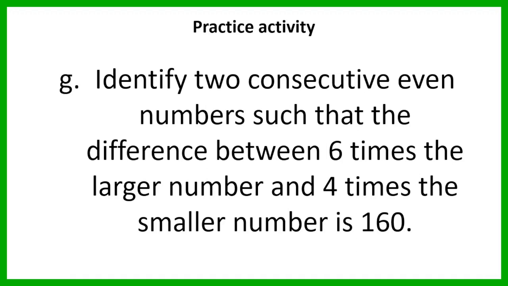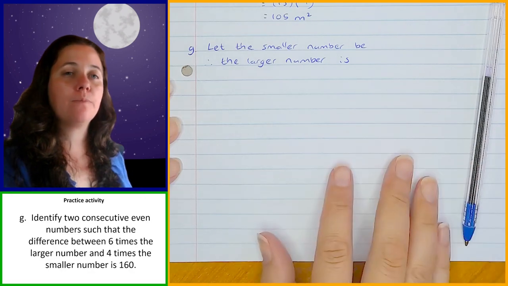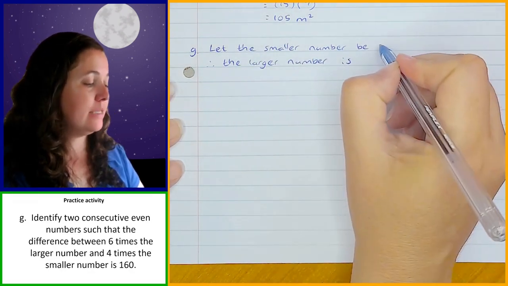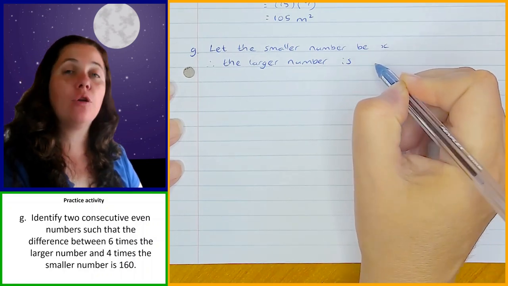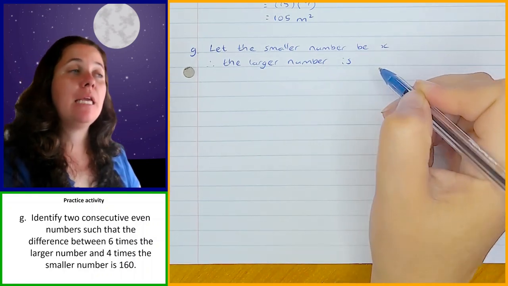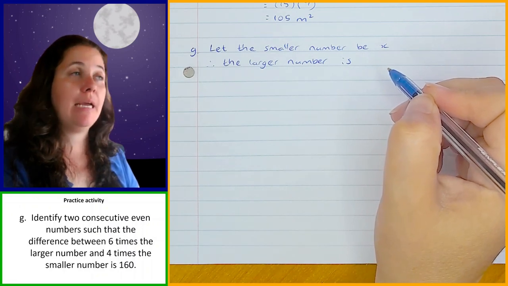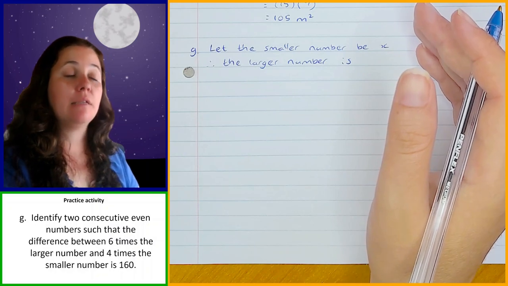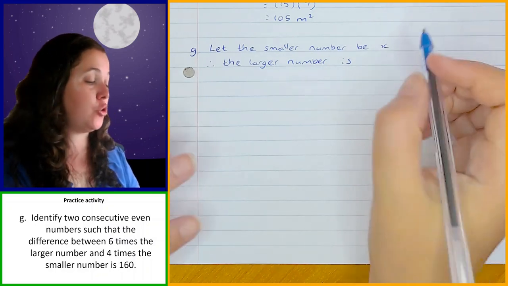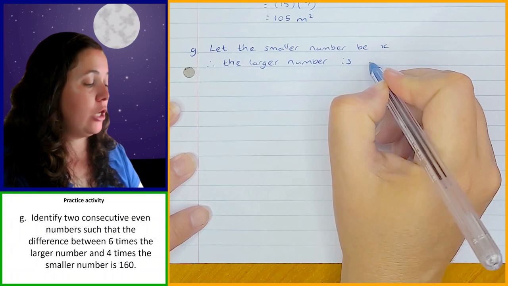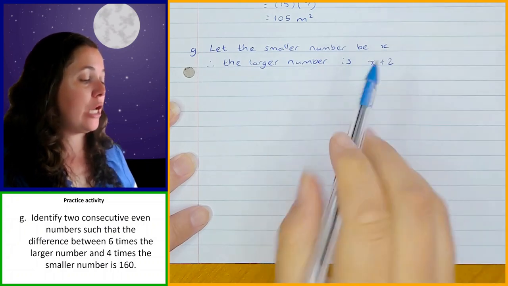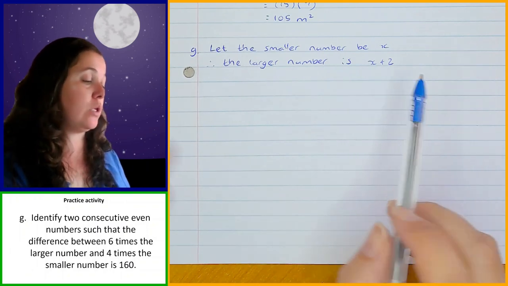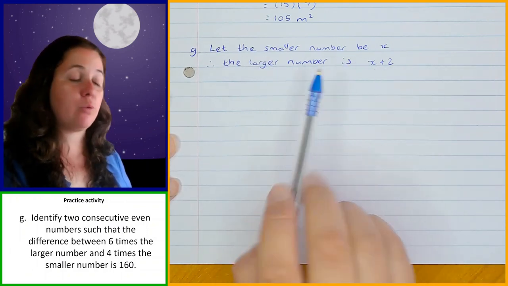Okay, so let's go through that. So first of all, you should have found if you made the smaller number be x, that the larger number, if you're looking at consecutive even numbers, are always two apart, okay? And consecutive means that they are following straight after each other. So if the first number is x, then the next number would be x plus 2. So if my smaller number is x, my larger number would be x plus 2. Now you could have had x and x minus 2 as your larger and your smaller numbers if you wanted to, okay? I'm choosing to do it this way.